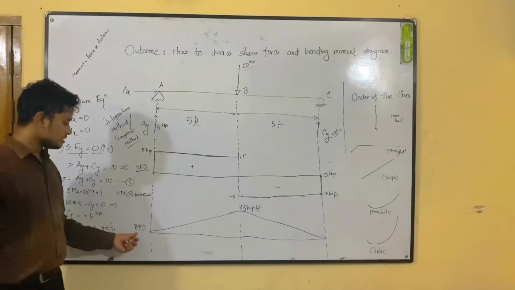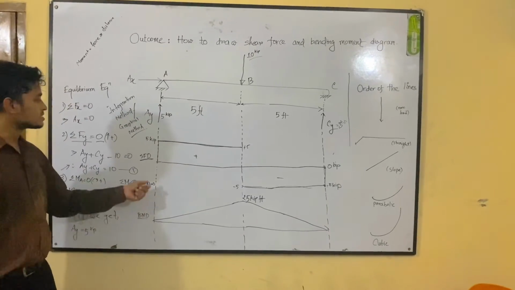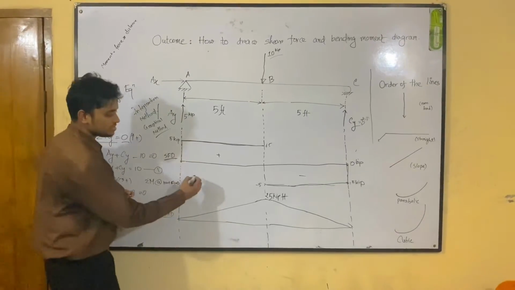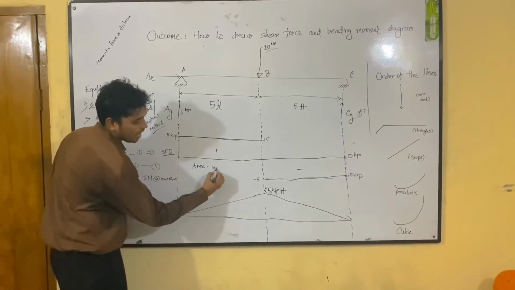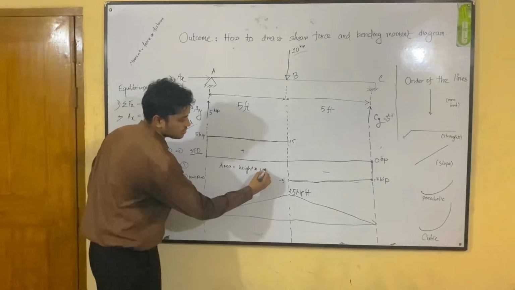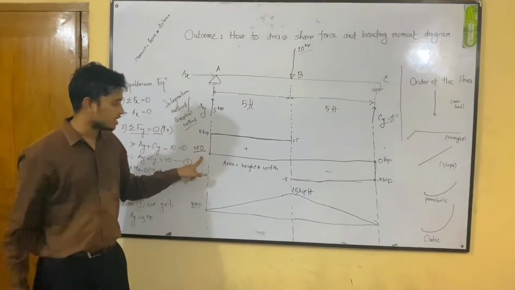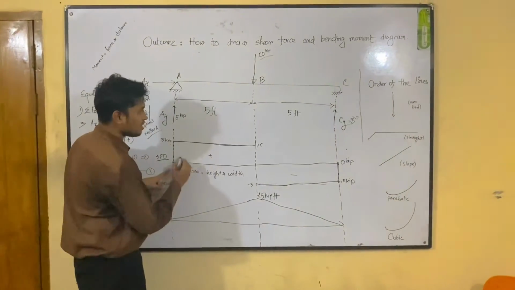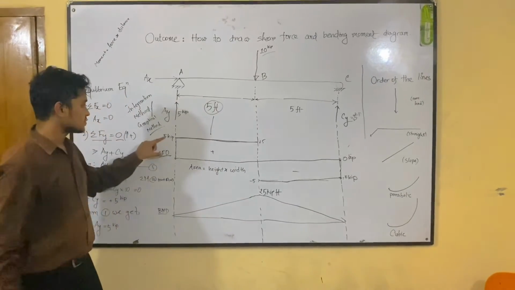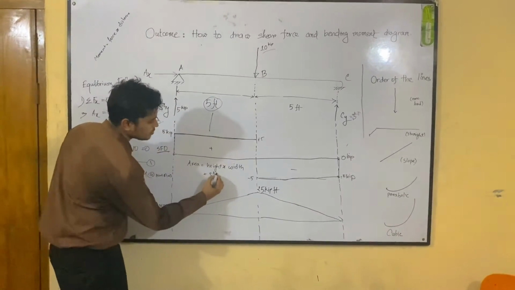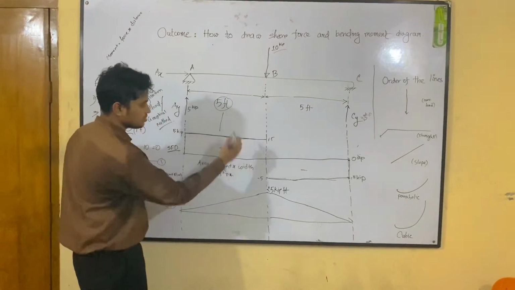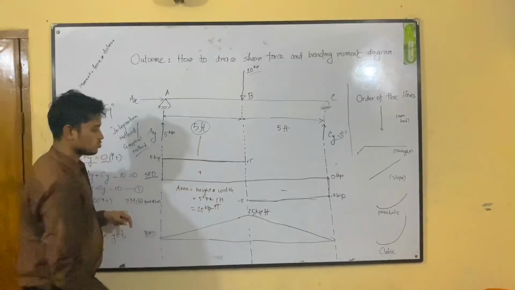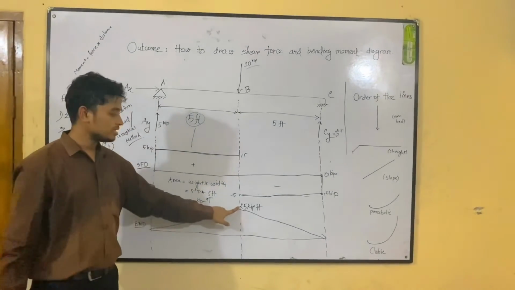After that, we can determine the bending moment diagram, which is nothing but the summation of the shear force diagram area, which means area is equal to height into width. Here in this shear force diagram, we see that height is 5 and width is 5 feet, which is written here. So height 5 into width 5 feet, the result is 25 kip-feet.